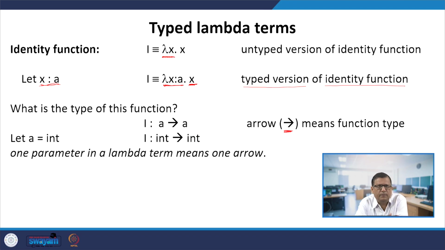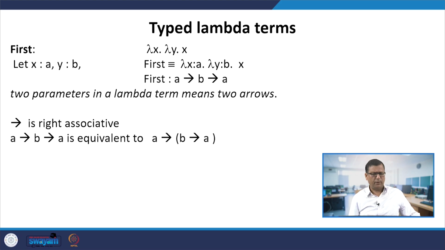So, we give a rule for remembrance purposes: one parameter in a lambda term means one arrow. Here there is one parameter, so when we write the type of this function, we will have one arrow. Let us see whether this rule is true for more parameters. Now, consider the first function, defined as lambda x dot lambda y dot x. There are two parameters x and y, and it returns the first parameter.